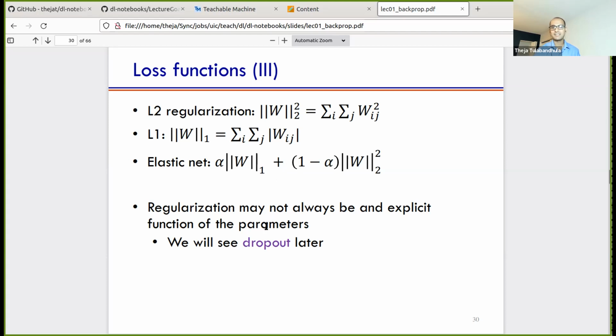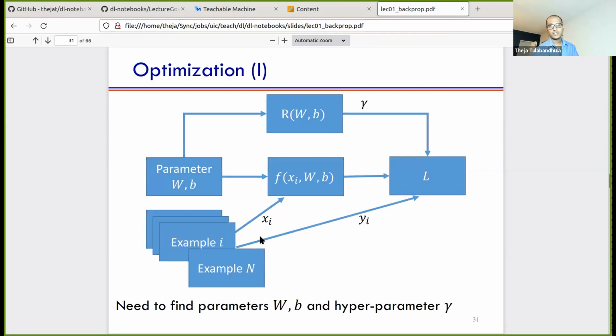Later on in deep learning, we'll see there could be some other types of regularization. We'll see what is called dropout in like third lecture or fourth lecture. Okay, so that was about the model. That was about loss criteria.